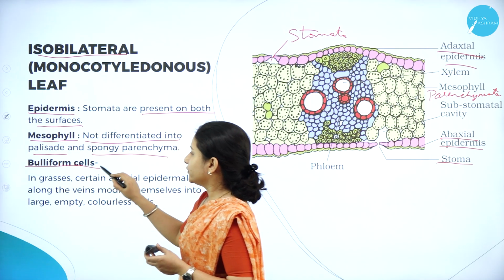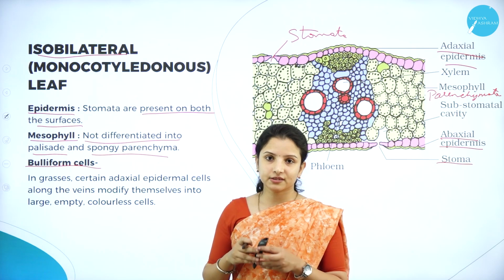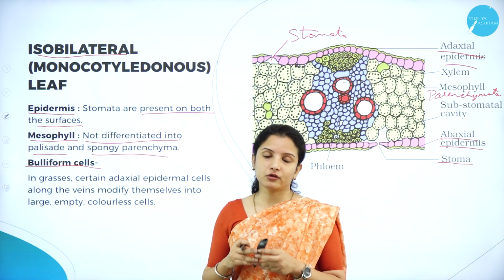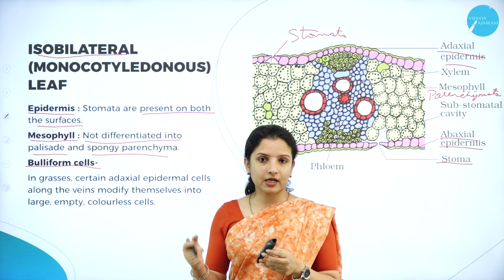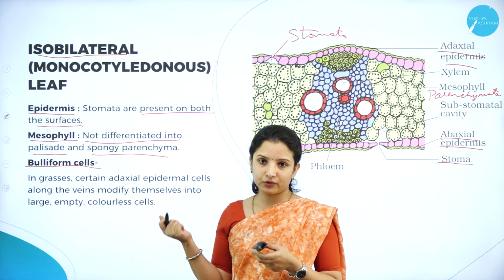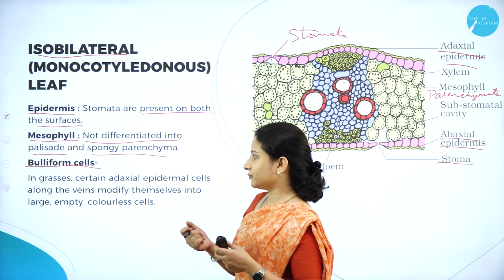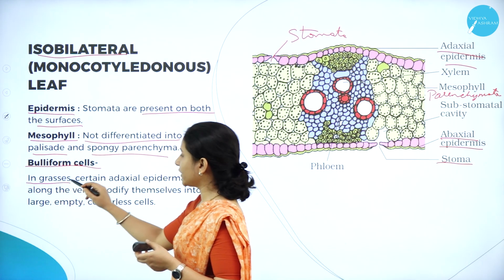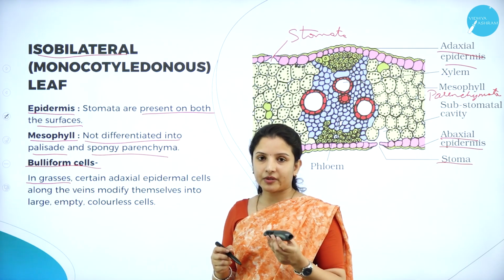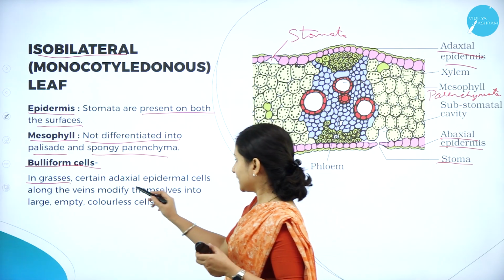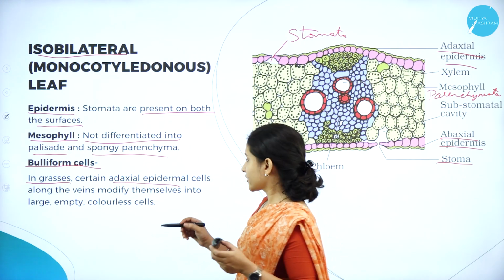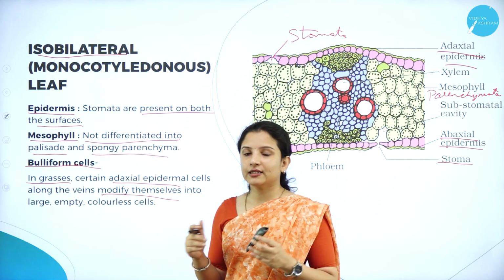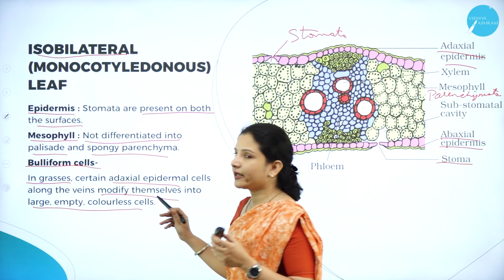Next come the bulliform cells. The presence of bulliform cells is one of the major characteristic features of the monocotyledon leaf, which is not found in the dicot. Dicots do not have these bulliform cells. So what are these bulliform cells? In certain members of the monocots, especially in the grass family, some of the cells in the adaxial epidermis modify themselves into large colorless cells which are empty. They just look like bubbles.